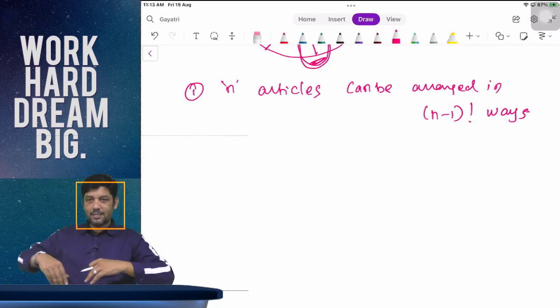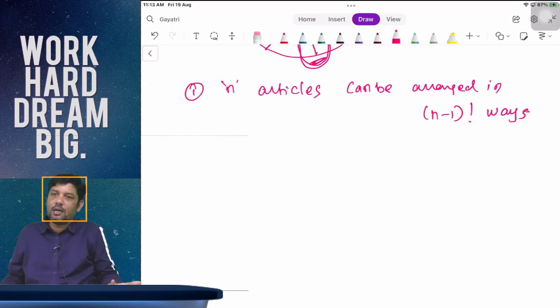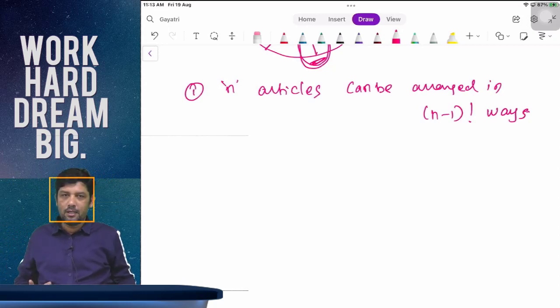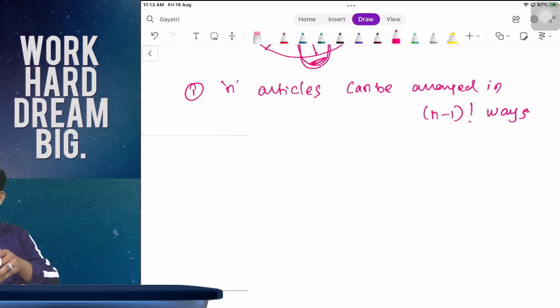See, you can just rotate. You cannot change the position. You can rotate, nothing is going to happen. If I am sitting here, there is a rolling chair. I say, okay, come this side, all of you, then I will go this side. Still, the arrangement is the same only, na? There is no change in the arrangement.